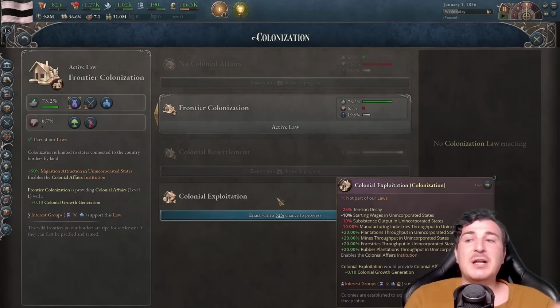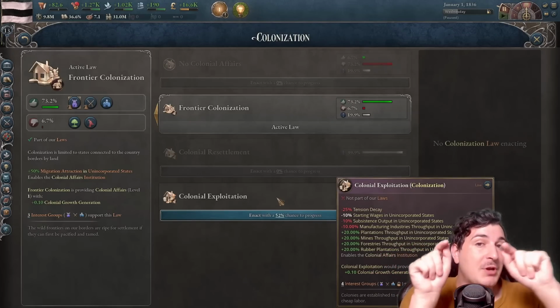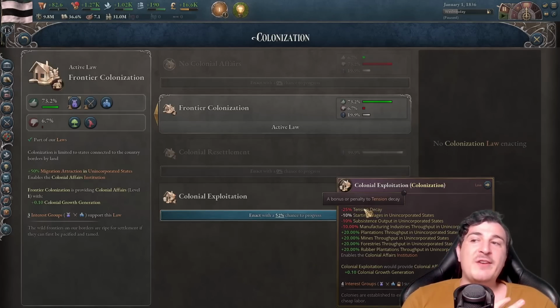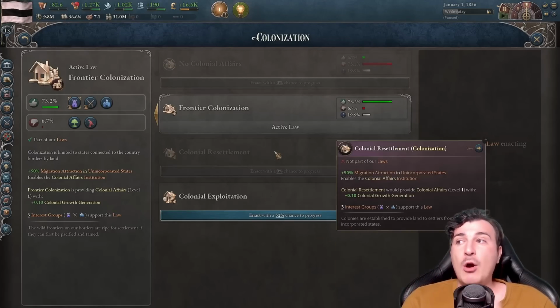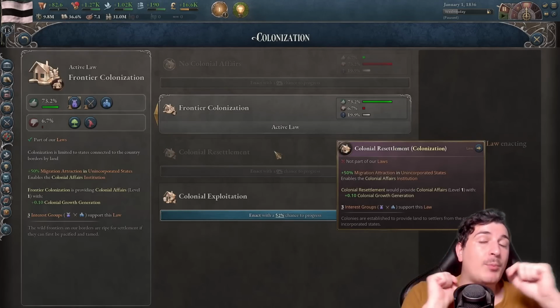Colonial exploitation allows you to colonize anywhere in the world, with the exception of areas where you do not have a claim, like South America. Only nations with a claim can colonize there. It does mean you get 25% tension decay reduction, so your tension will go down a little bit slower, and you get some throughput bonus in unincorporated states, not in incorporated ones, keep that in mind. Also, colonial resettlement gives migration attraction in unincorporated states.